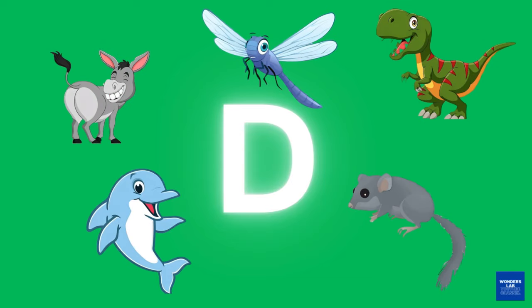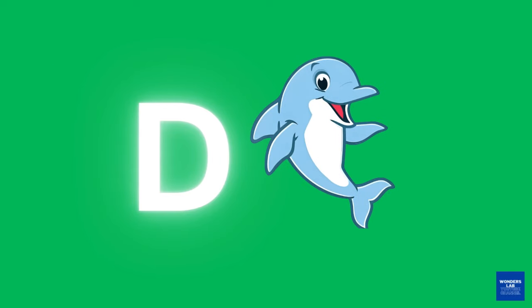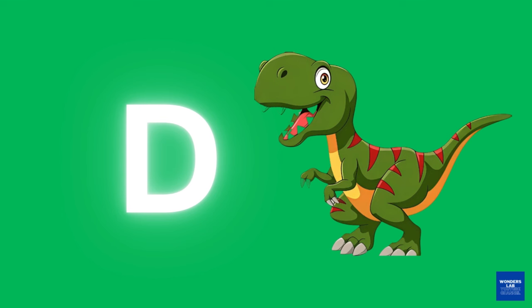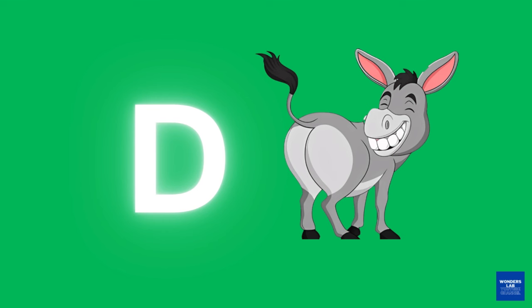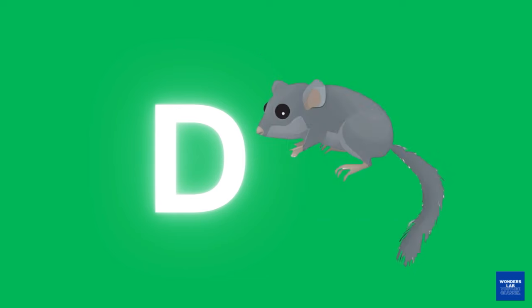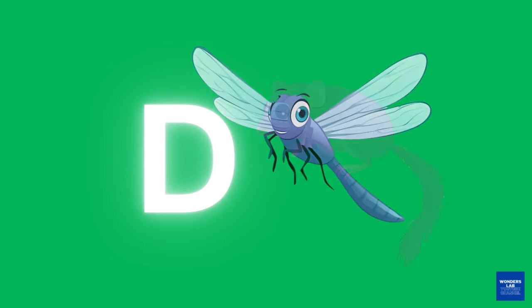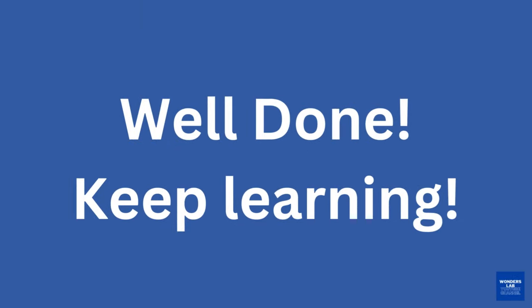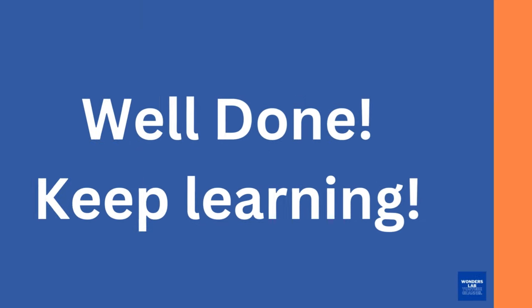Let's continue with D. D is for dolphin. D is for dinosaur. D is for donkey. D is for dormouse. D is for dragonfly. Well done. Keep learning.